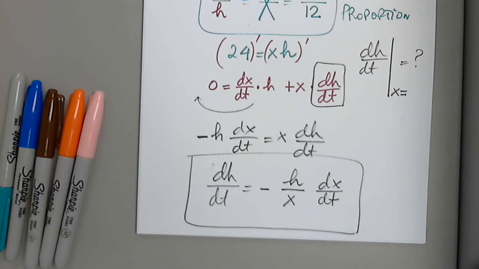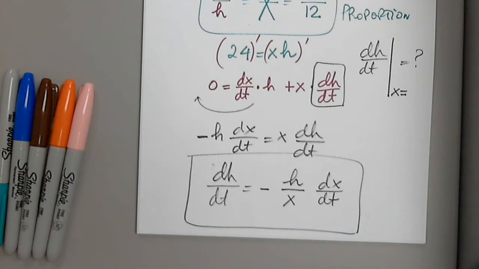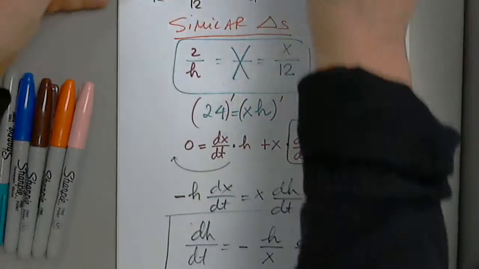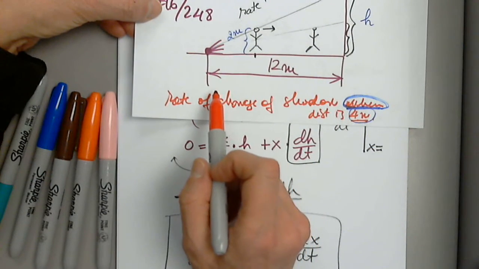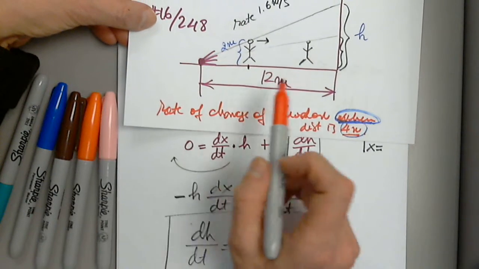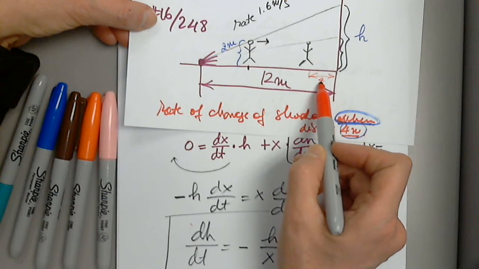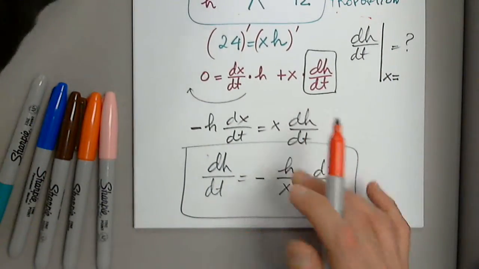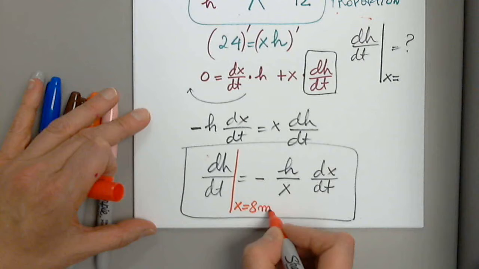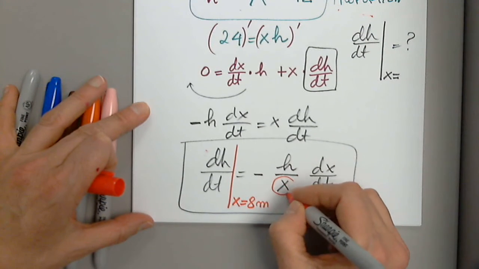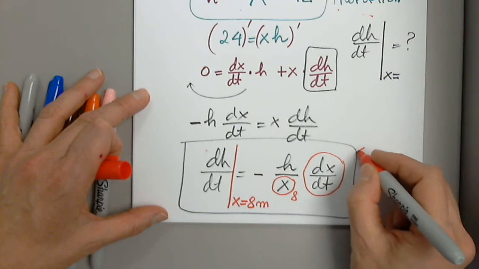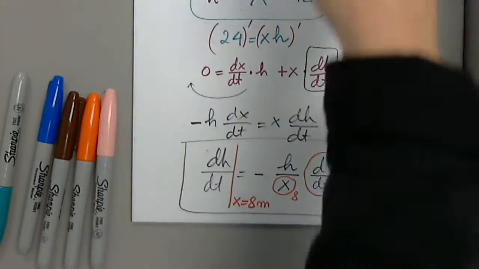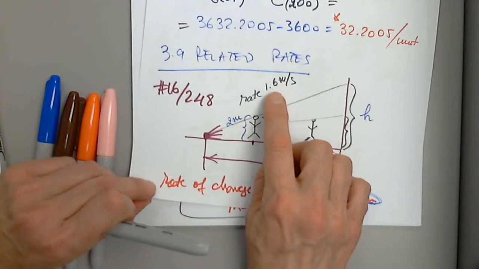But now I have to be careful. So we are told that the man is 4 meters away from the wall. What is X? What does X equal to when the man is 4 meters away from the wall? 8. Very good. So when X is 8 meters, this will be 8 meters. In a moment, we'll get to H. Can anyone give us this? Very good. That is what this is.